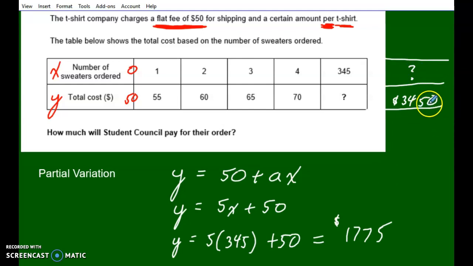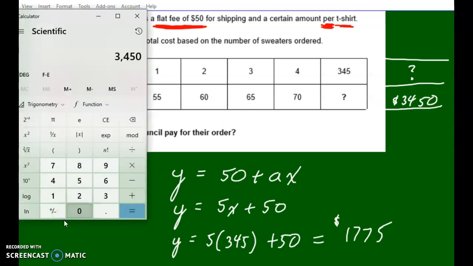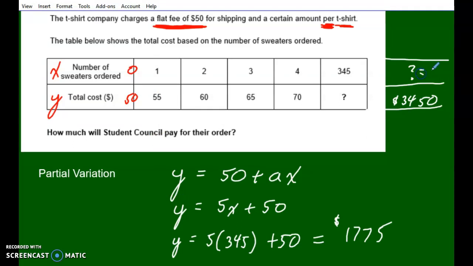Well, all you have to do is remove the flat fee and then divide by $5 each, right? So I would just do 3,450 minus the flat fee. Then I can just divide this by $5 per t-shirt, divided by 5, and it's 680 t-shirts. So that's just another way they can ask you the question. If they give you the dollar amount, you have to work backwards, where you do the opposite of the rule. You subtract the flat fee and then divide by the price per t-shirt.